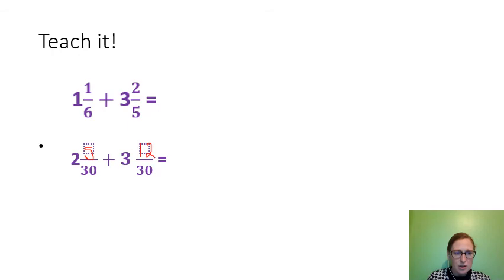Add them together. 2 plus 3 is 5. And then I've got 12 plus 5, 12, 13, 14, 15, 16, 17. Gives me 17 30ths. Okay. Again, it's a nice proper fraction, makes a perfect mixed number. I don't need to do any converting for that one.